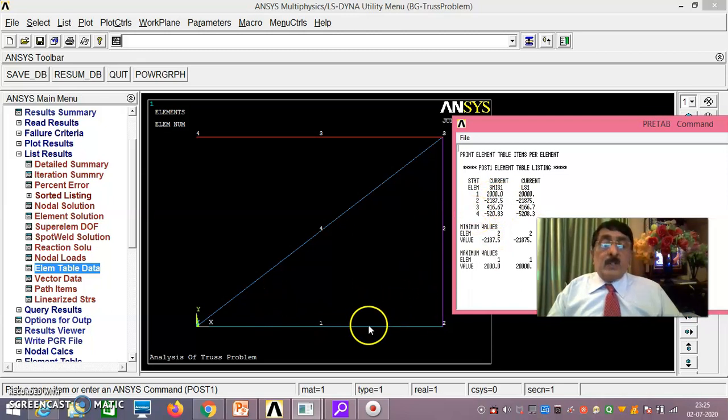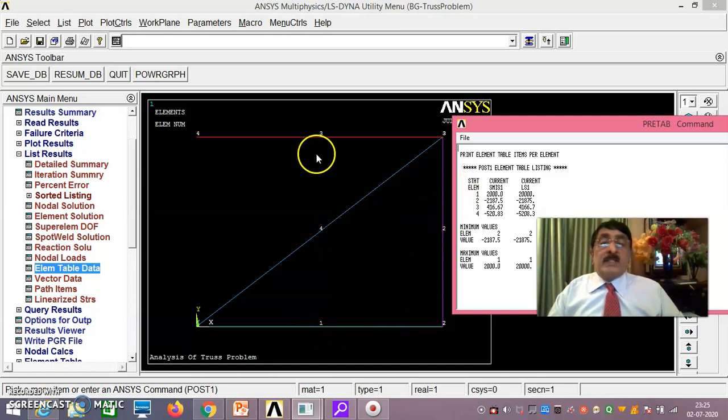Positive means you call it tensile. Whenever you get negative, you call it compressive. Element 2 you see, minus 2187.5, the force divided by 0.1, is 21,875 pascals. Since it is negative, here you have a compressive stress or compressive force. Here you have tensile stress, here you have compressive stress.